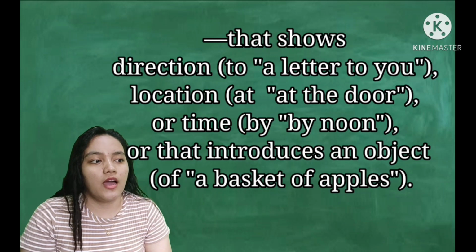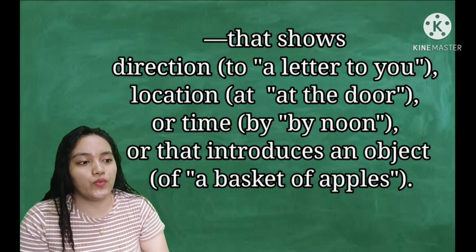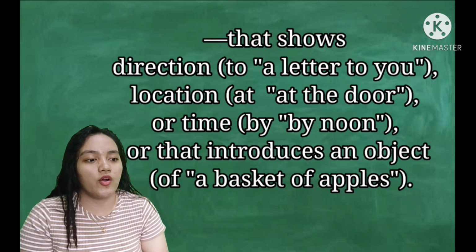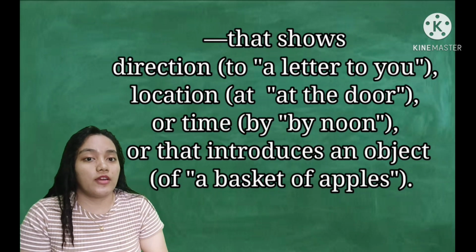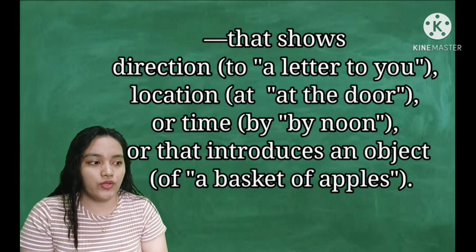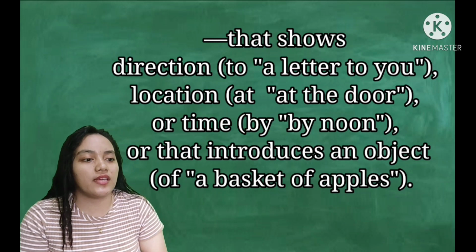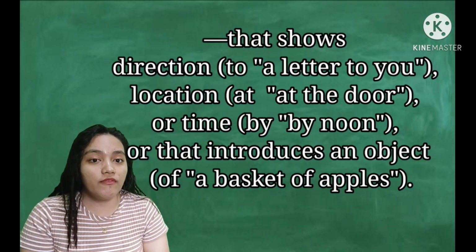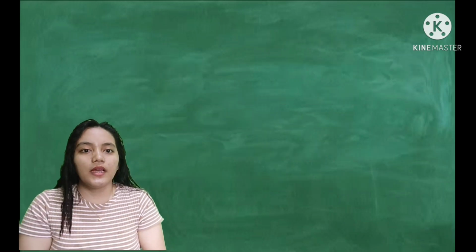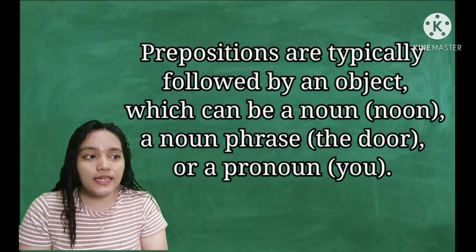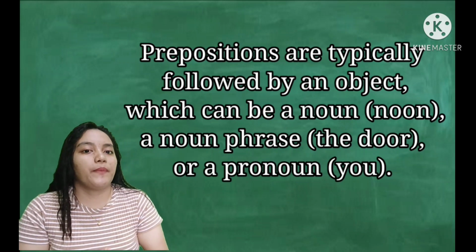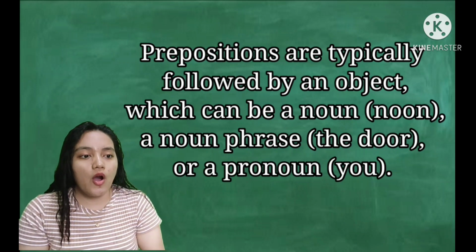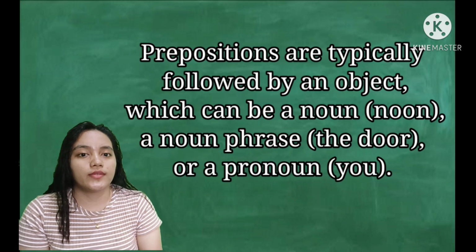For example, to: a letter to you. Location, for example, at the door. Or time, for example, by noon. Or that introduces an object, for example, a basket of apples. Prepositions are typically followed by an object, which can be a noun, a noun phrase, the door, or a pronoun, you.